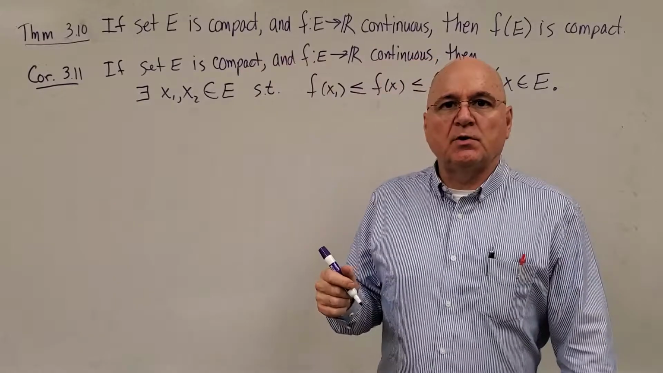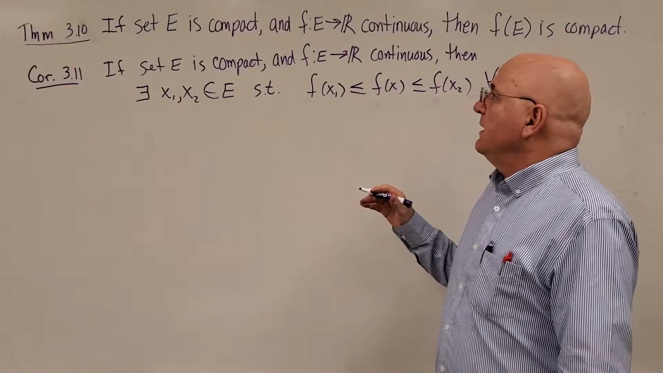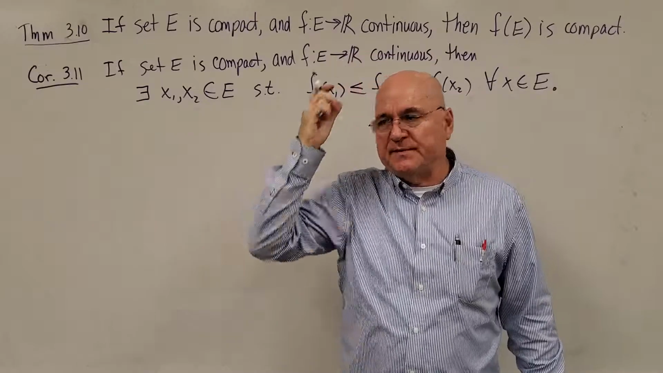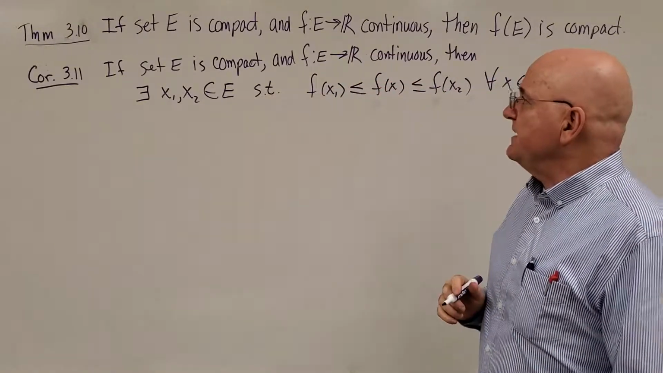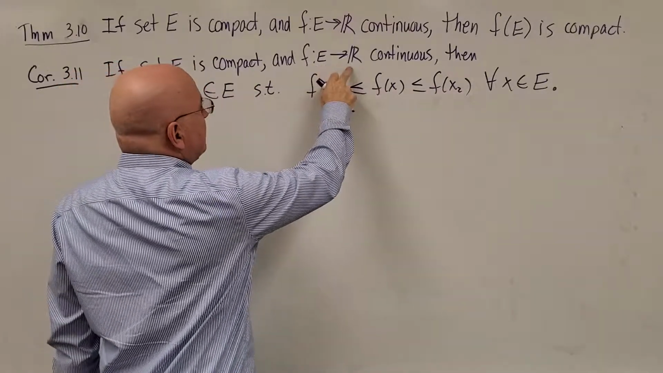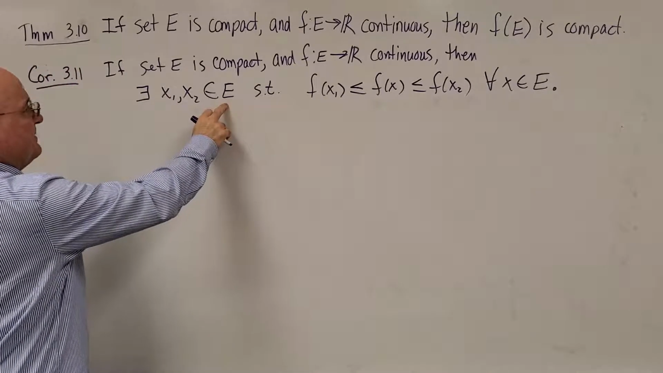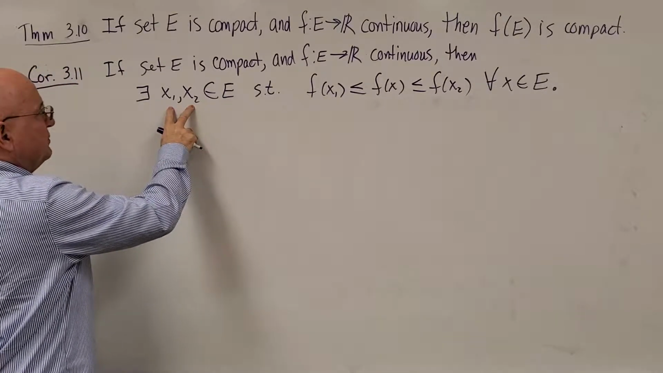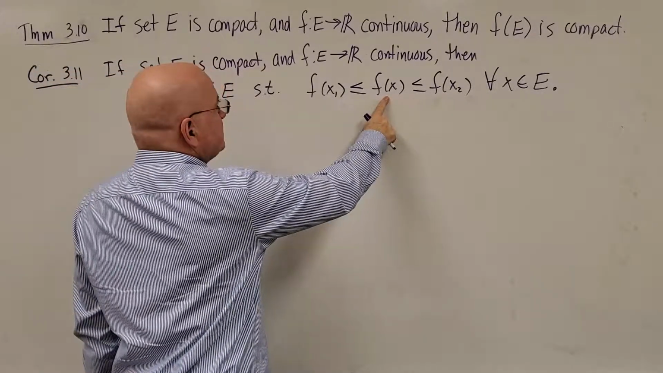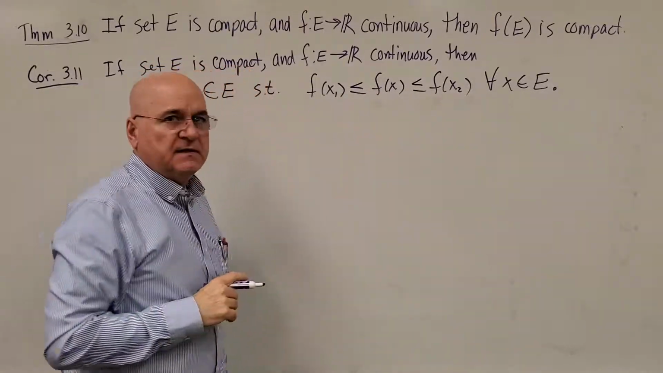Now we look at a simple corollary, simple being it doesn't require too much proof because of Theorem 3.10. So it's a corollary of 3.10. It says that if E is a compact set and f maps E into R, the real numbers, and if f is continuous, then there are two numbers in the domain E, x1 and x2, such that f of x is between f of x1 and f of x2 for all x in the set E.